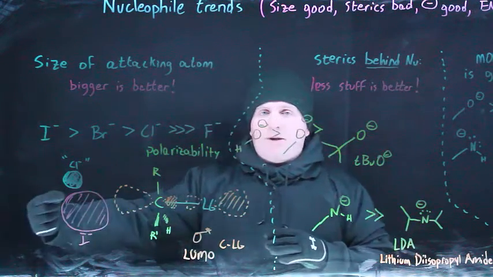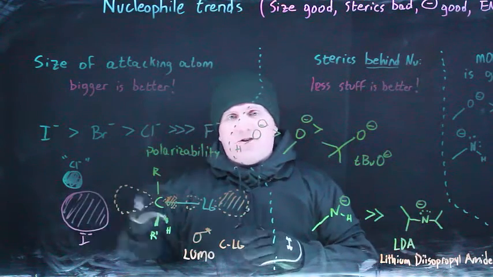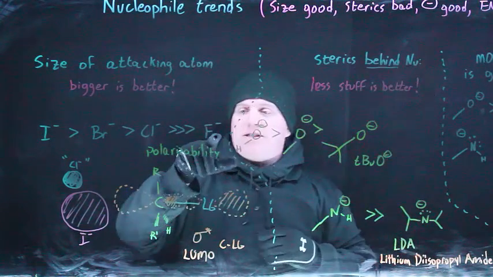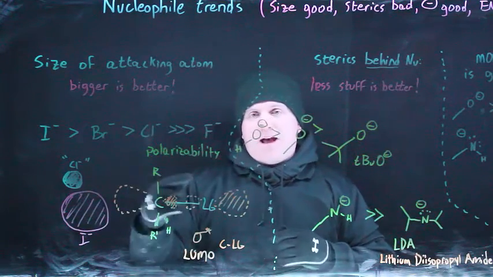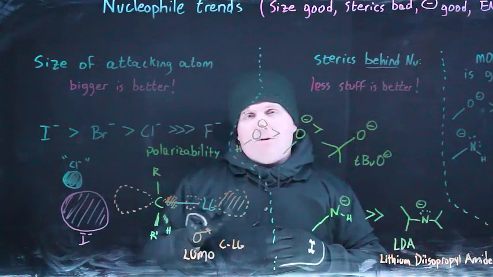And your nucleophile's coming in from the back, and the closer it needs to get before it starts interacting with that orbital, obviously the less nucleophilic it is. And so the size argument essentially is fluorine's tiny, so it really needs to get up in there tight close to the carbon in order to have any effect and kick out the leaving group, whereas an iodide's much larger and it can start interacting with it from further away.